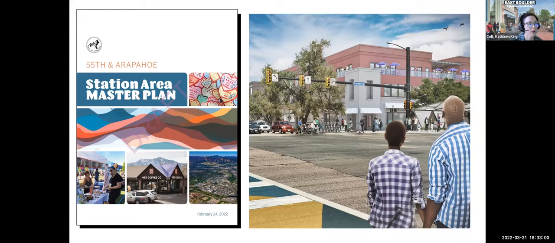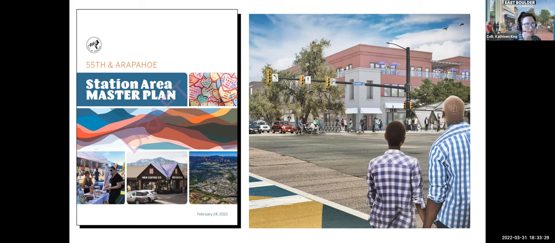The final major component of the sub-community plan is the 55th and Arapahoe Station Area Plan. This document provides greater detail for recommendations in this area of change. A regional mobility hub planned at 55th and Arapahoe will be served by high quality, high frequency bus rapid transit in the future as part of the State Highway 7 BRT project that the city's been working on in collaboration with CDOT, RTD, and our neighboring communities.